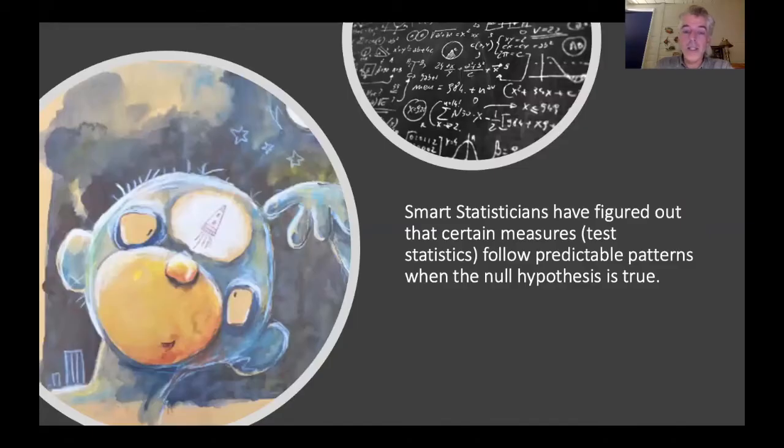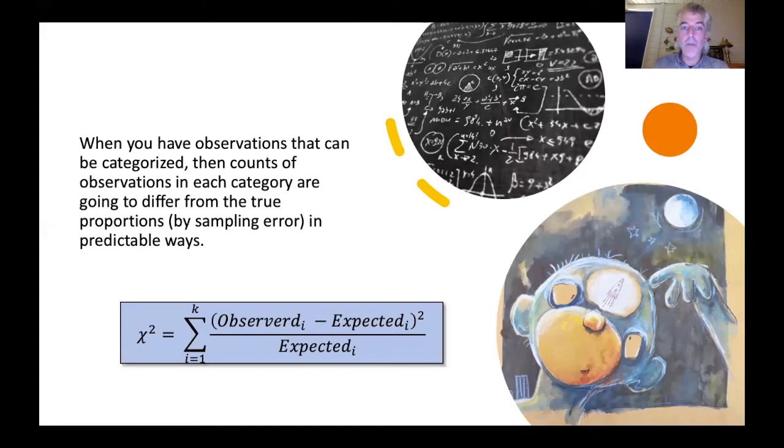Well, test statistics are actually really important in statistics. And what our smart statisticians have figured out is that certain measures for certain types of data follow really predictable patterns when the null hypothesis is true. And these certain measures for a particular type of data are what are called test statistics. In this particular situation, where we have counts of observations in each of a bunch of categories, we know that just by sampling error, our counts in each of those categories is going to differ from sample to sample, even when the null hypothesis is true.